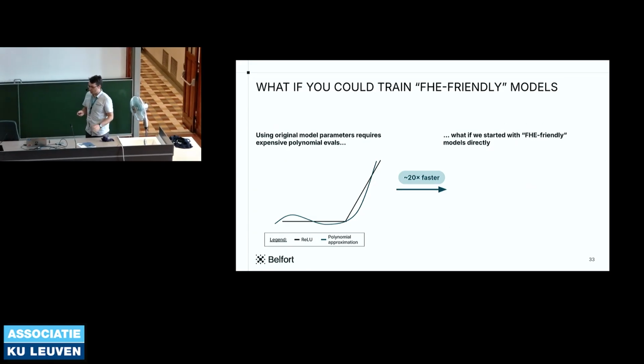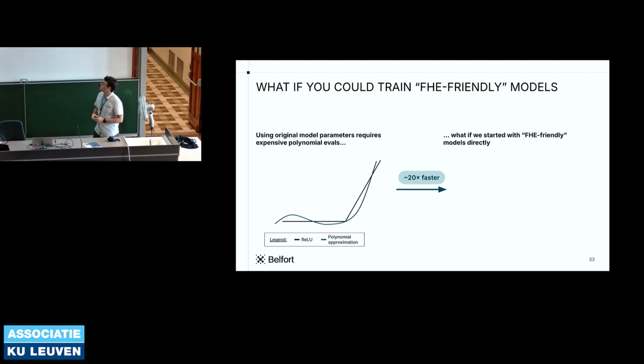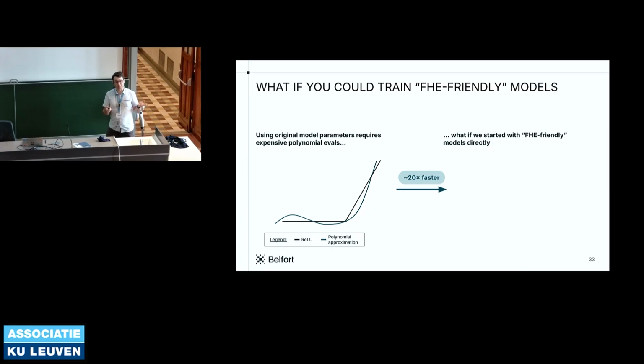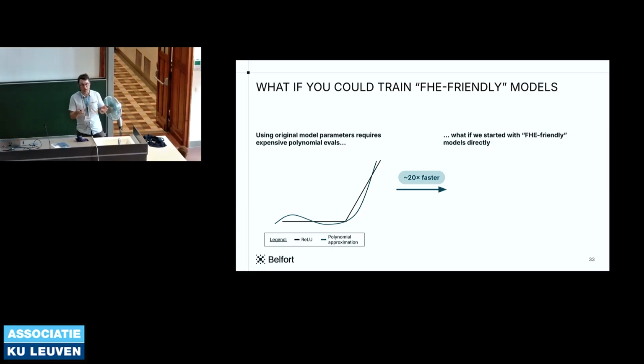Great. So what's the alternative? This is going to depend on your use case, but let's say you want to implement ResNet. Well, ResNet has already been trained, it has the weights, right? And if in the definition of ResNet you have a ReLU, then you need to evaluate ReLU. So you need to pay this price of the polynomial approximation.